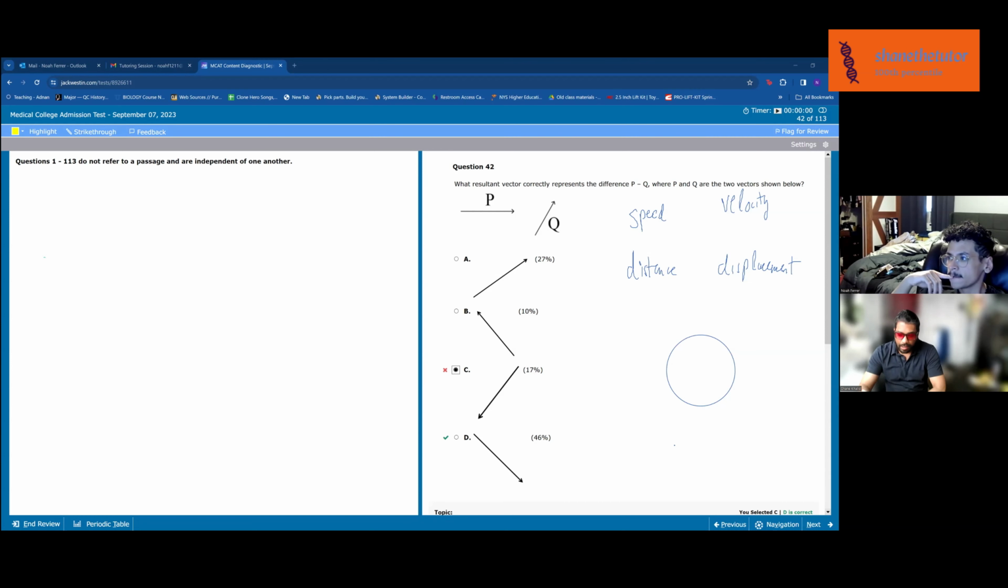Let me ask you this. Let's say that we have a racing track, and you start here and go through this racing track, and then you end up back here. So what would the distance be for a lap here? I don't know. It'll just be the circumference of that circle, right?